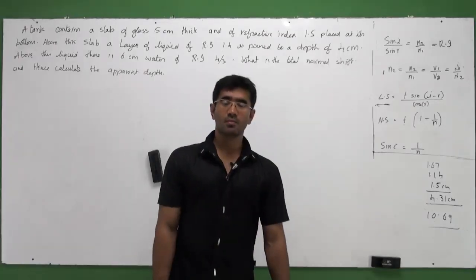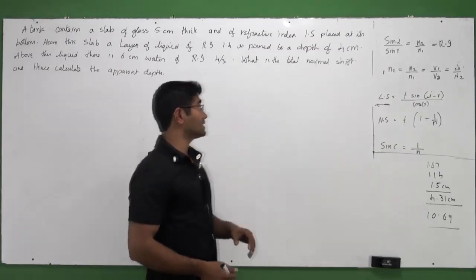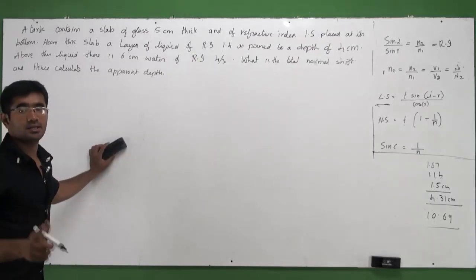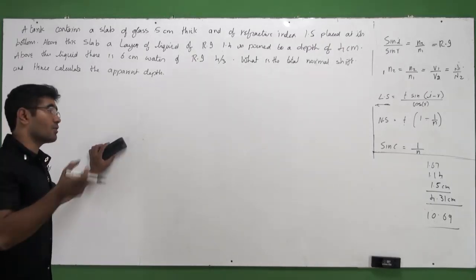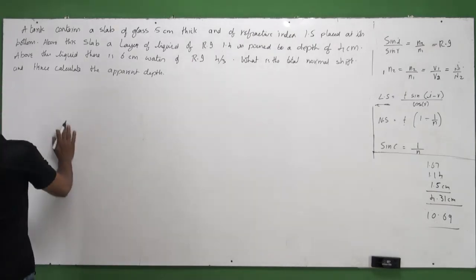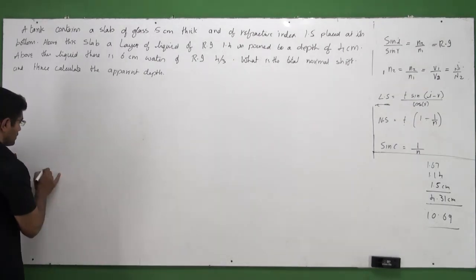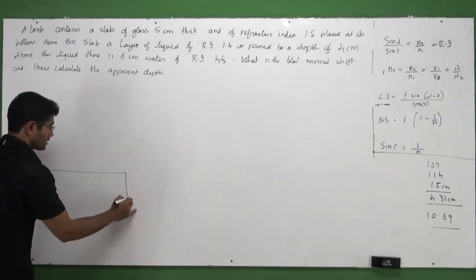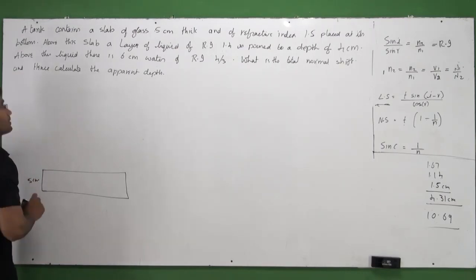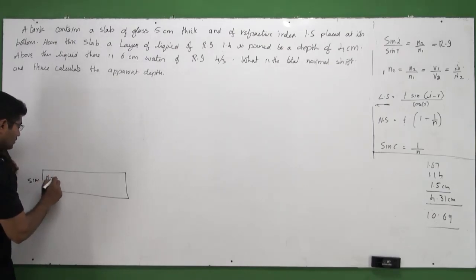Now we just understood something about normal shift, and now let's apply the same logic onto this problem and see how it works. The first thing we need to do is draw the diagram. Remember that drawing the diagram and writing the given data is part of solving the problem. So it says a tank contains a slab of glass 5 centimeters thick. Let's say this is a slab of 5 centimeters thickness, and of refractive index 1.5. Let's say n is equal to 1.5.